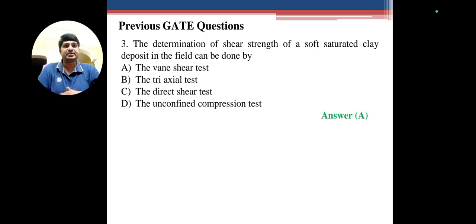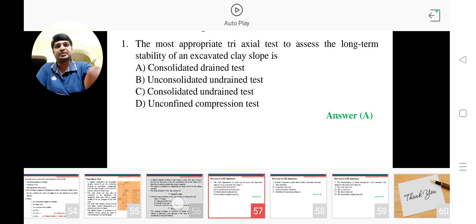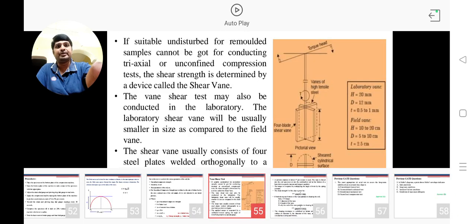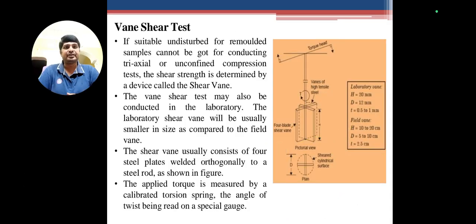The third one is the determination of the shear strength of a soft saturated clay deposit in the field can be done by the vane shear test, triaxial shear test, direct shear test, or unconfined compression test. So which is the vane shear test only. Actually we did not see the vane shear test. We can see in the classroom how it is conducted and what type of material is suitable.